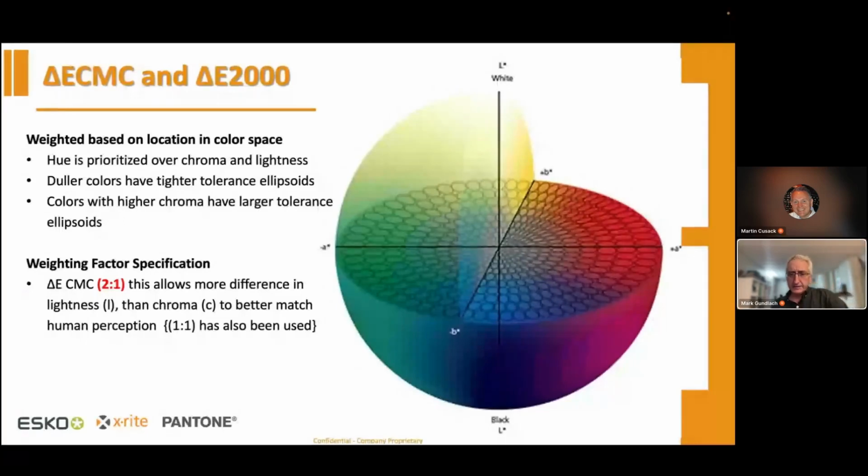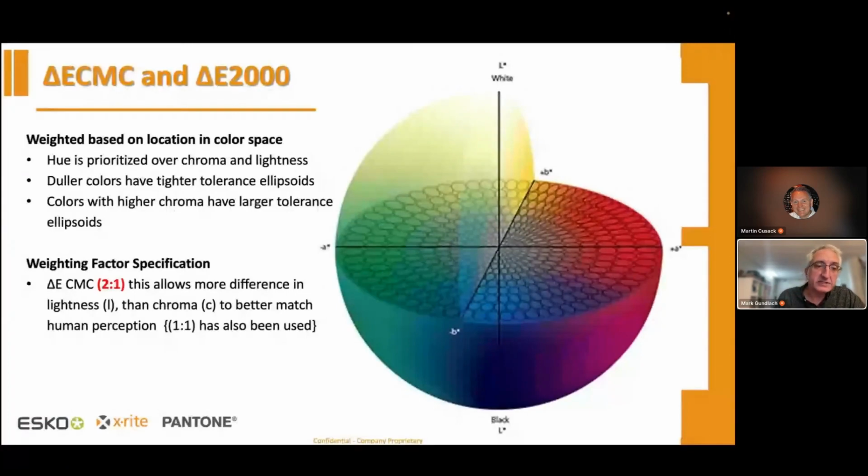So the weighting factor describes the shape of these ellipsoids. We used CMC 2-to-1 for years. I don't want to spend a lot of time on CMC because it's kind of old school, but I just kind of want to reference it. They actually did put a 2-to-1 in there commonly, instead of just using the 1-to-1 on those.